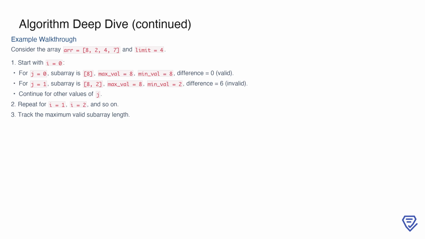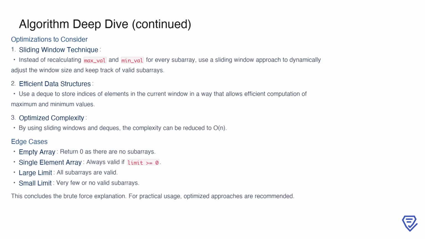We continue similarly for other subarrays starting at i equals 0, then move to subarrays starting at i equals 1, i equals 2, and so on. Throughout this process, we track the maximum valid subarray length by comparing the lengths of all subarrays that satisfy the condition. To overcome the inefficiencies of the brute force approach, we can consider optimizations.